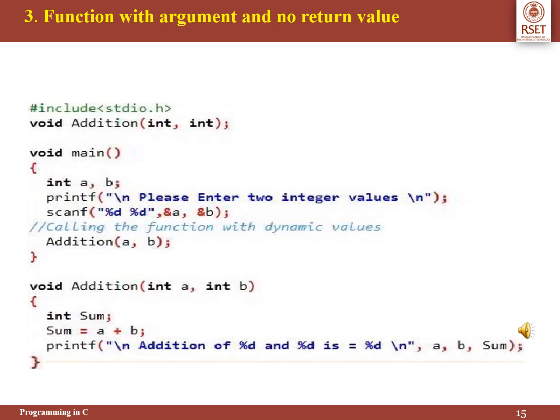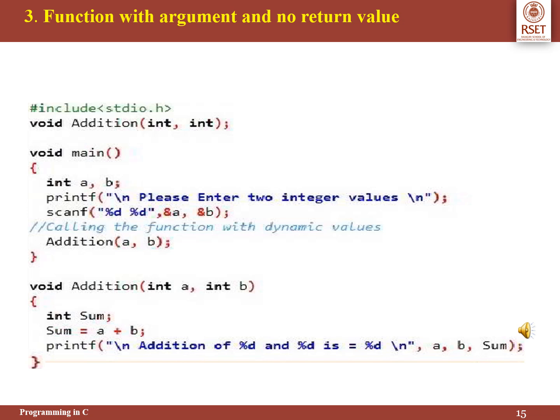The third category is function with arguments and no return values. Here the function will accept data from the calling function as actual arguments. However, since there is no return type, nothing will be returned to the calling program. So, it's a one-way type communication.